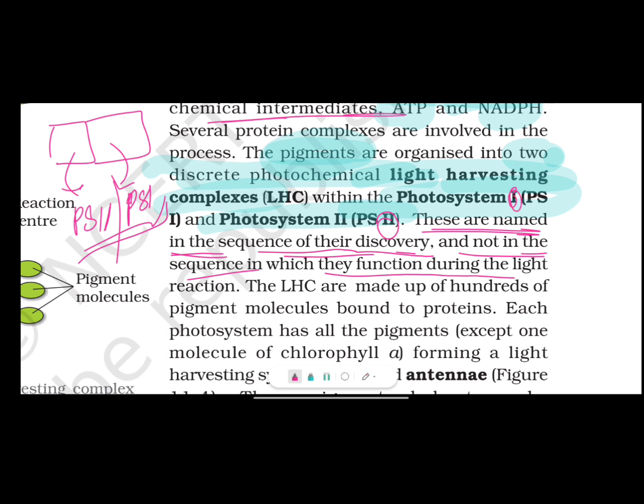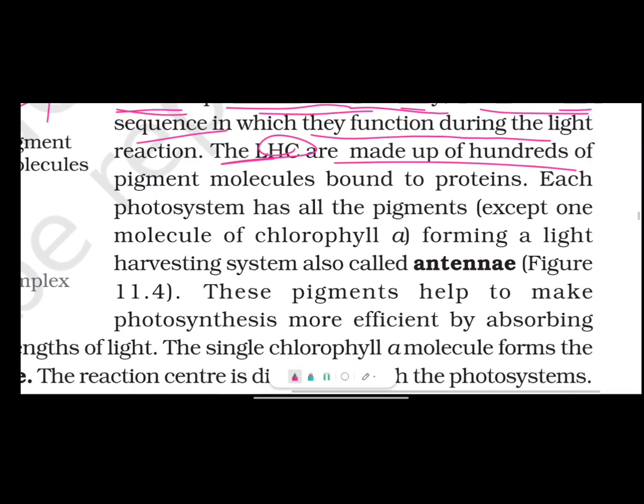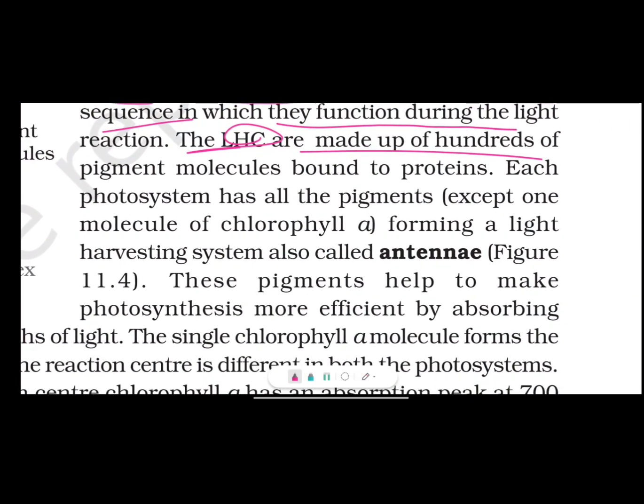The LHC are made up of hundreds of pigments. What is LHC? Light harvesting complex. It is made up of hundreds of pigment molecules bound to a protein. Each photosystem has all the pigments except one molecule of chlorophyll A. Both the PS1 and PS2 have all the pigments except A.